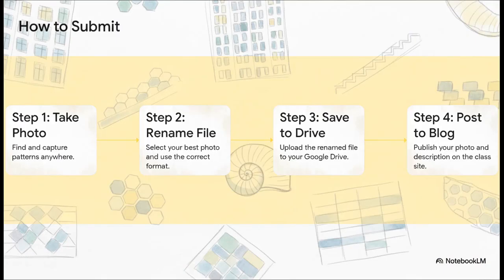Submitting your work is just a simple 4-step process. Step 1, go out there and shoot. Find those patterns. Step 2, look through your photos, pick your absolute best one, and rename the file. We'll talk about how in a second. Step 3, save that renamed photo to your Google Drive. And step 4, post it to your class blog. That's it. Post it to the blog, and you're done.